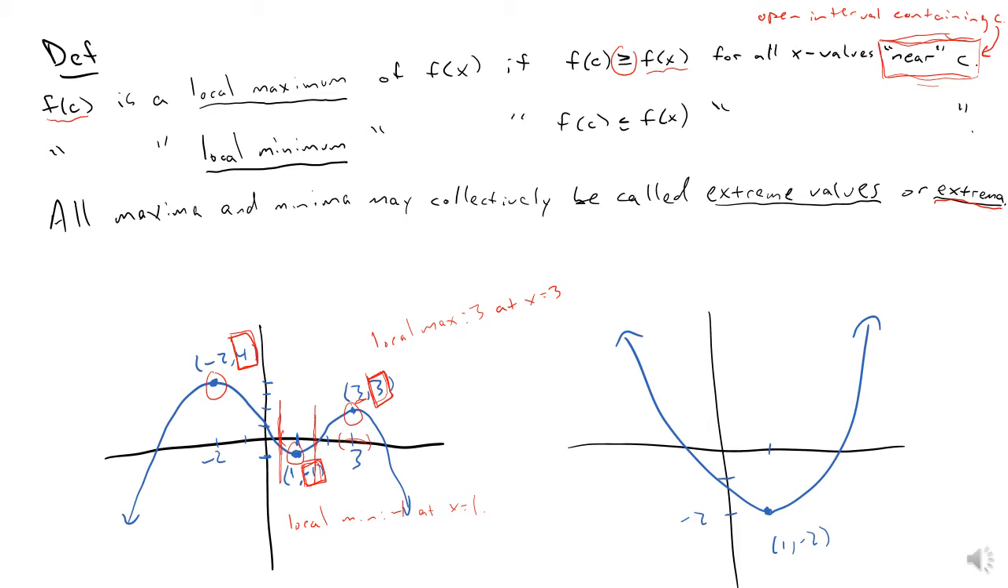Extrema is a plural word. The singular version of that would be extremum. So if you say extremum, that's the singular form for extrema. Alright, so I can say that 4 is an extremum. I can say that 4, -1, and 3 are extrema. Alright, so that's some basic terminology. Max, min, extreme value.